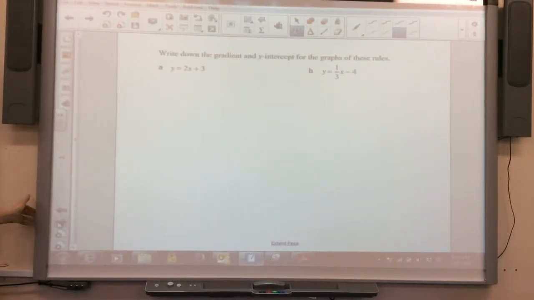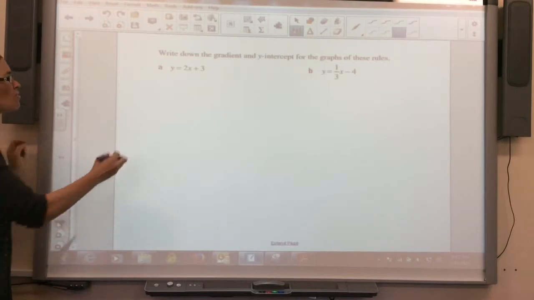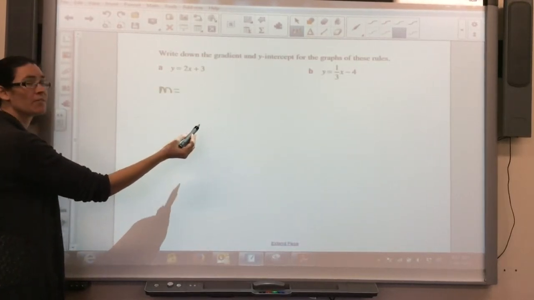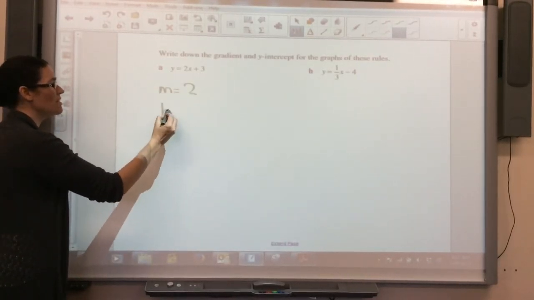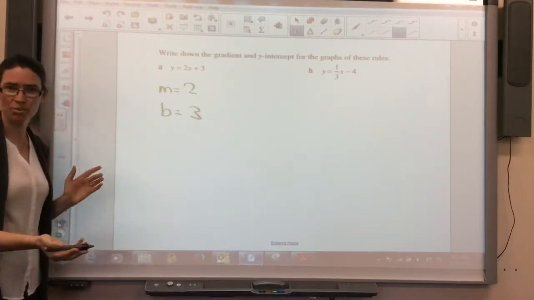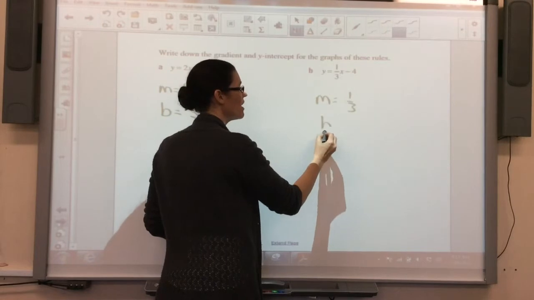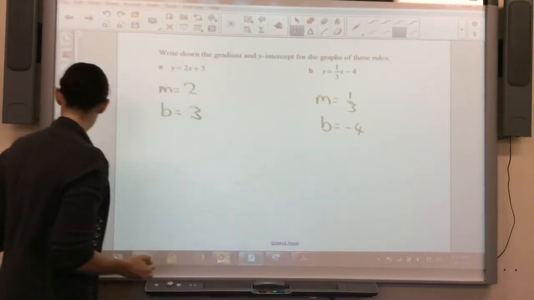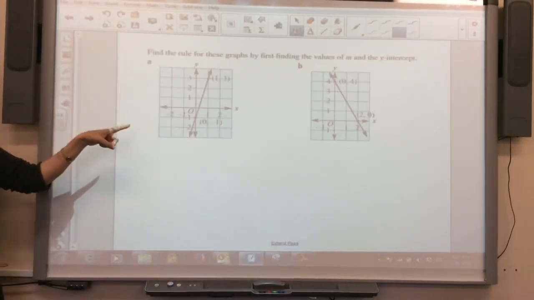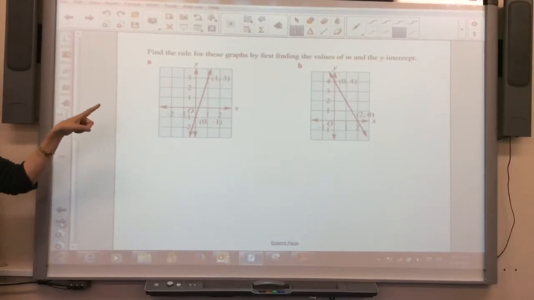Okay, a couple of quick examples. In this question, what is the gradient? 2. And what is the y-intercept? 3. Pretty simple. In this one, what's the gradient? 1/3. And what's the y-intercept? -4. Okay.